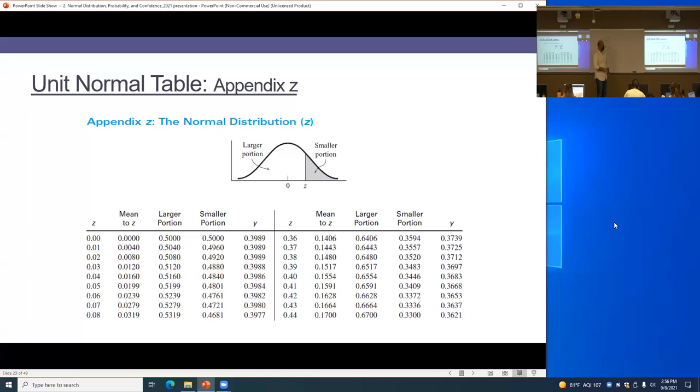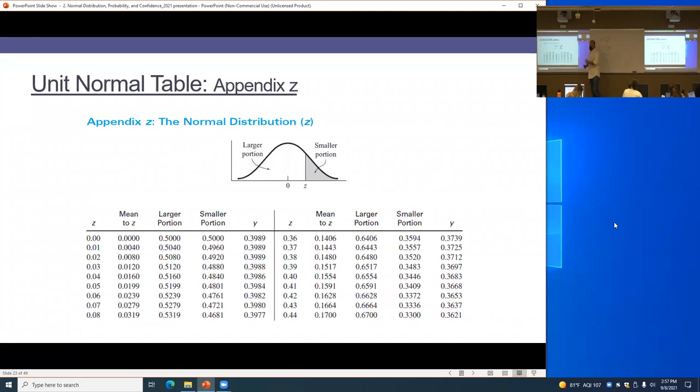What we have here in the far left column are our Z values. What we've got next is a probability for, if we take a look at that Z score, the larger portion of the distribution. That's going to be this piece of things. This is going to tell us the probability of finding a score in that larger portion. We're going to have a smaller portion, which is obviously the opposite side of this.